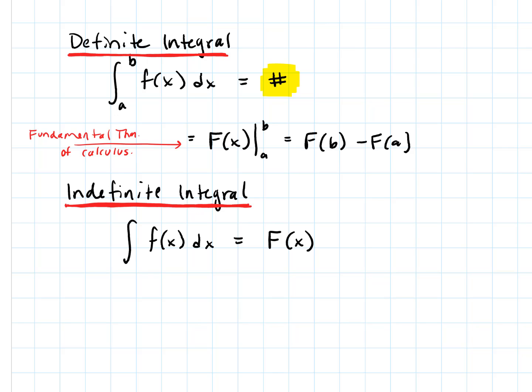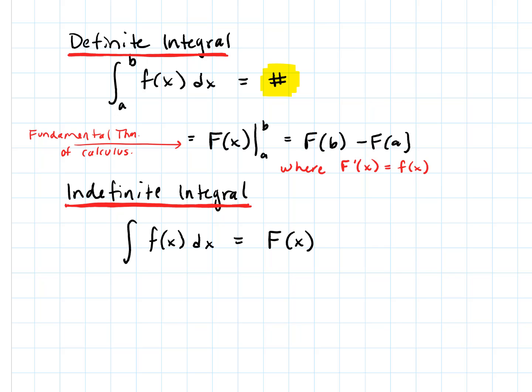It says that this integral from a to b of f of x dx is equal to capital F of x evaluated from a to b, which is F of b minus F of a, and this is all where capital F prime of x is equal to little f of x. In other words, capital F of x is the antiderivative of little f of x.